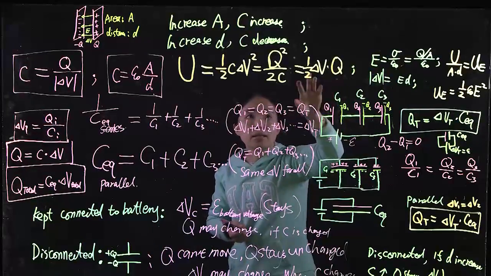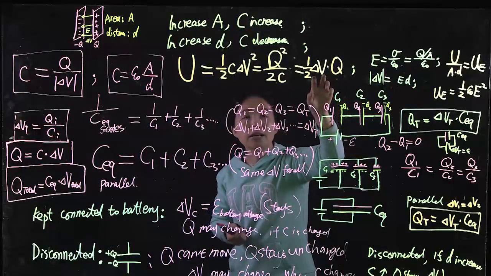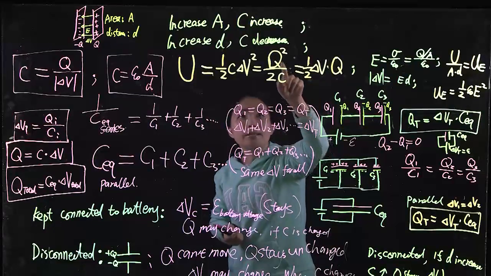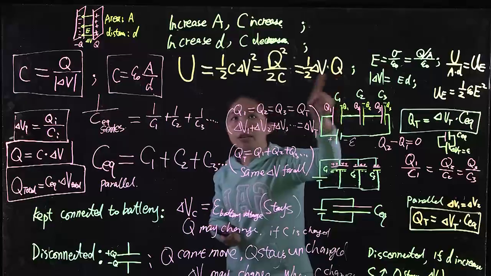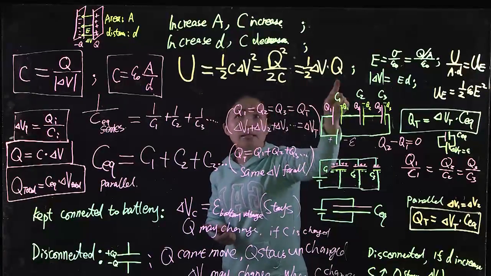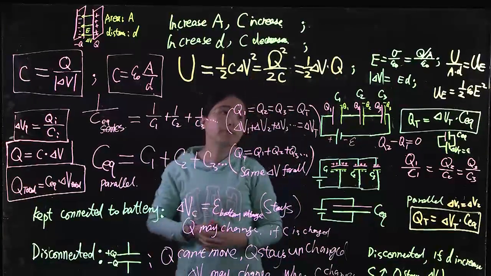This is going to be equal to, consider delta V equal to Q over C. This becomes Q squared over 2C. Also consider Q equal to C multiplied by delta V. This becomes a half C delta V squared.